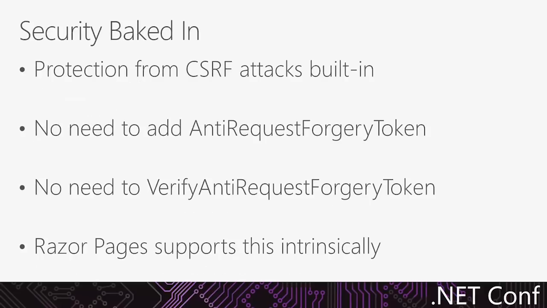Another nice feature going for Razor Pages is that it bakes in protection against cross-site request forgery attacks, or CSRF. ASP.NET Core has support for issuing and verifying anti-request forgery tokens, but you need to be explicit about using these in ASP.NET Core MVC apps. With Razor Pages, this just happens automatically whenever you have a form on a Razor page and whenever you have a handler that is going to be accepting data from that form. This makes it so your Razor Pages are more secure by default because you don't have to take any action in order to get this protection.